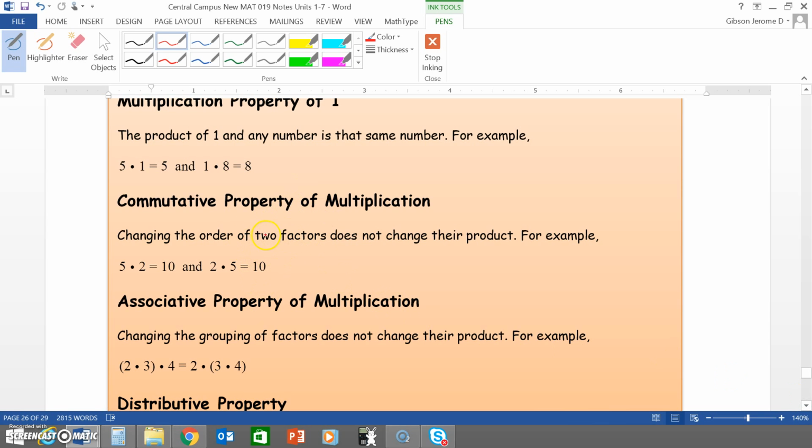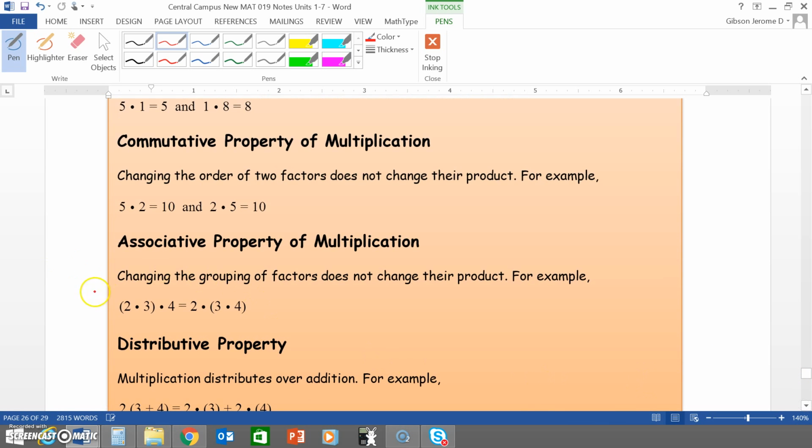Just like it was for addition, which means no matter what the order is, if it's all multiplication, it's still going to give you the same answer. 5 times 2 and 2 times 5 are both 10. If we take 2 times 3 in parentheses times 4, or 2 times 3 times 4 in parentheses, they both will still give you 24.